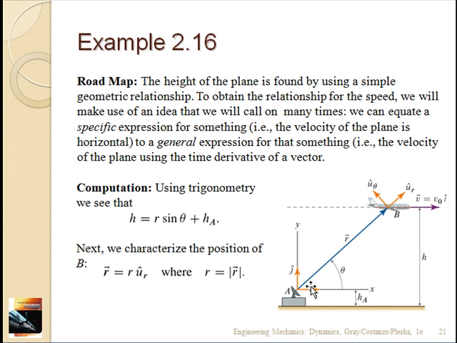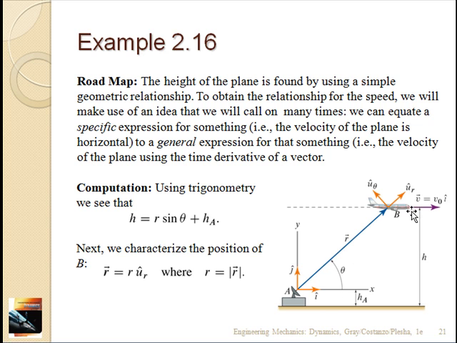So here's our picture. We have the tracking station, with the origin of the coordinate system on the tracking station. The tracking station is some height h_A from the ground. The plane is a height h from the ground. We draw a position vector r from the tracking station to the plane, and we have an angle theta, which gives the angle of the position vector relative to the x-axis.